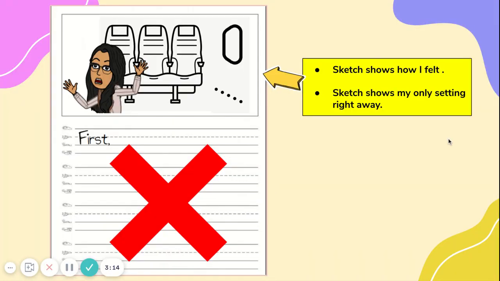Here's an example of my first page. The beginning of my story, I'm only going to show my setting, which is inside of an airplane, and I even showed how I felt right away.